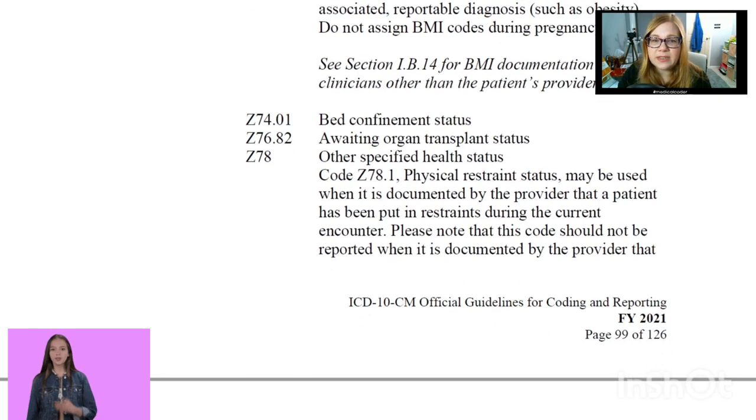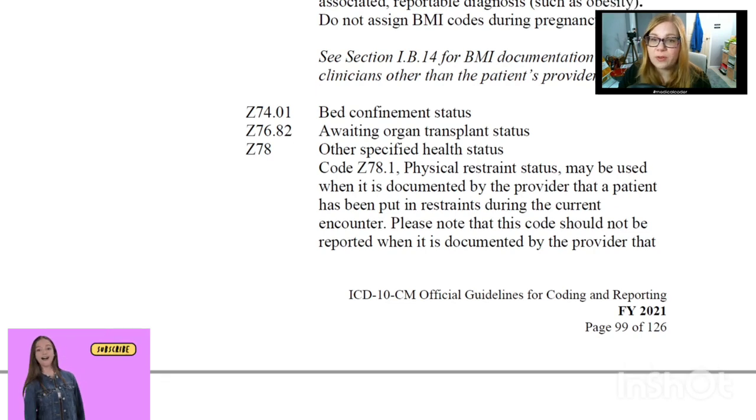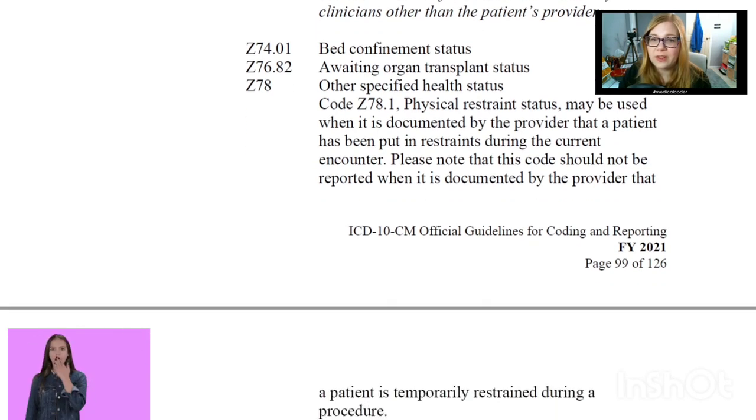Z74.01 is bed confinement status. Z76.82 is awaiting organ transplant status. And then Z78 is other specified health status. Code Z78.1, physical restraint status, may be used when it is documented by the provider that the patient has been put on restraints. So maybe they've tied them to the bed or put some sort of restraint on them so that they won't attack anyone or themselves or pull out their catheter. And that's during that current treatment or current encounter.